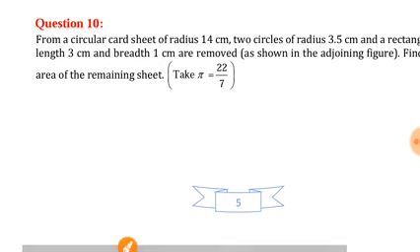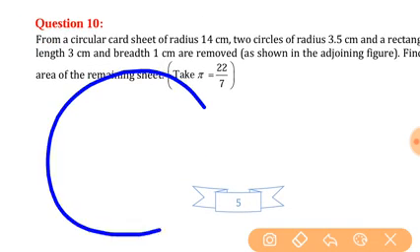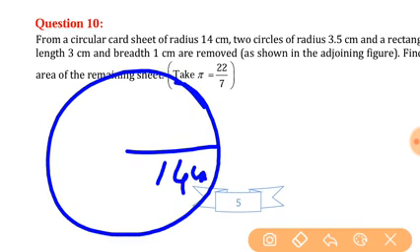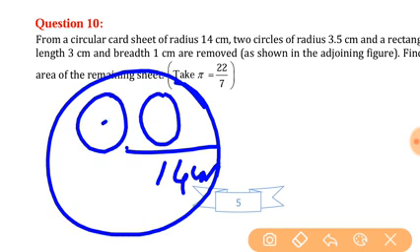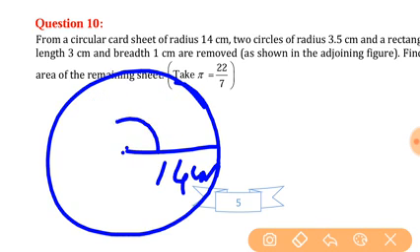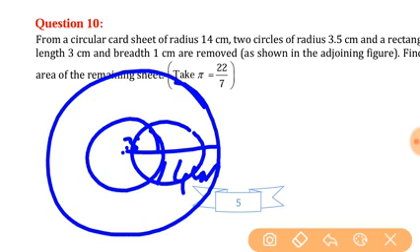The adjoining figure is not there here, so I will show how it is. One circular sheet is there with radius 14 centimeter. In this, two circles of 3.5, 3.5 somewhere here, one more here. I can locate, or else you can show it here. 3.5, one more 3.5. Again a rectangle of length 3 centimeter and breadth 1 centimeter.